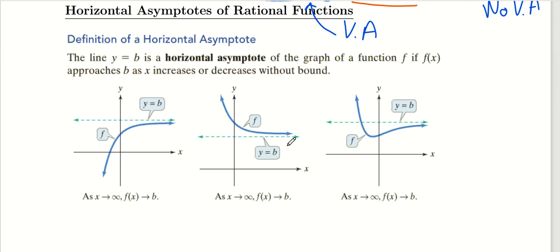Similarly, we have the same thing here. As x is approaching positive infinity, we see that the function values are decreasing, they're going down and approaching that height, that value y equals b. Here's another one. As x approaches positive infinity, we see that the values are getting closer and closer to b, so y equals b would also be a horizontal asymptote for this graph f.